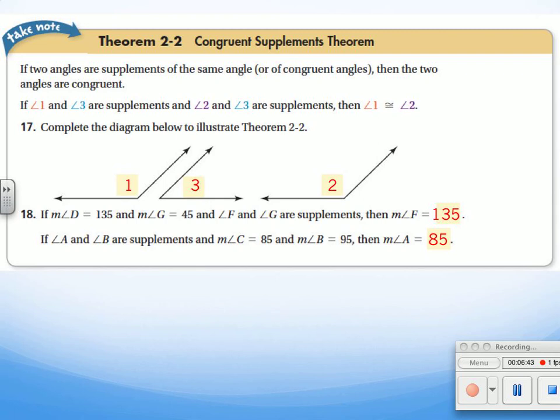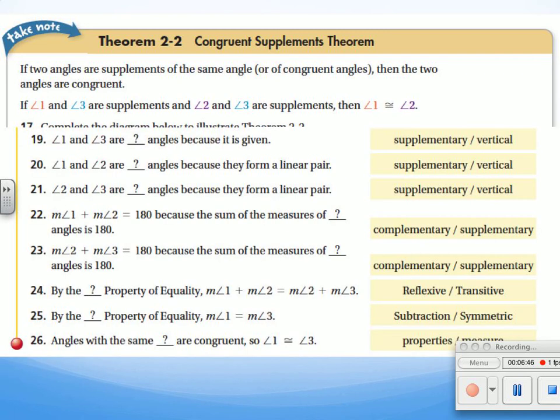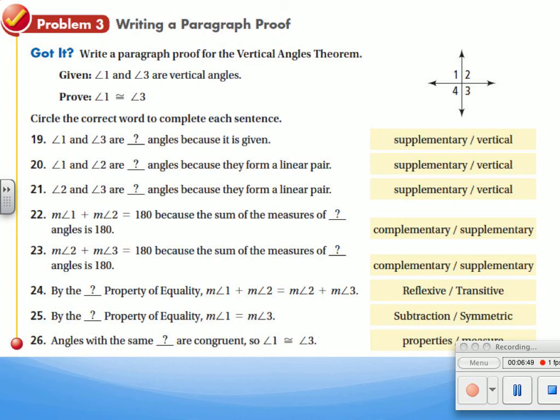So together, if two angles are supplement to the same angle, then those angles are congruent. So let's write a paragraph proof. I'm not a big fan of paragraph proofs. I prefer two-column proofs, but we're going to write a paragraph proof for the vertical angles theorem.